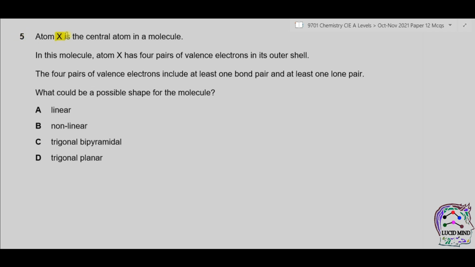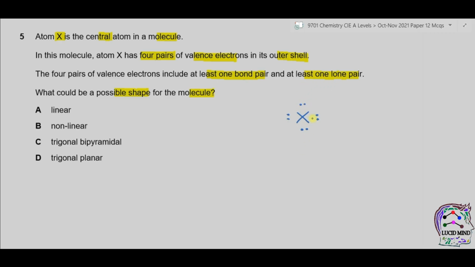Question 5. Atom X is the central atom in a molecule. In this molecule, atom X has 4 pairs of valence electrons in its outer shell. The 4 pairs of valence electrons include at least one bond pair and at least one lone pair. What could be a possible shape for the molecule? Now we have atom X present in the form of a molecule. We have 4 electron pairs around it. Among these pairs, at least one is a bond pair and at least one is a lone pair. So there could be different possibilities.